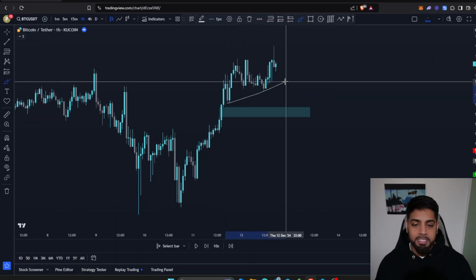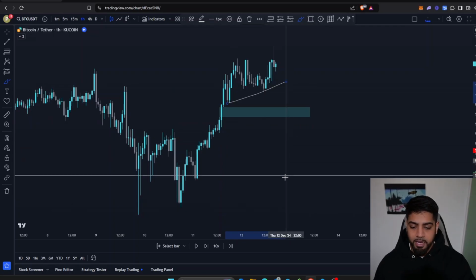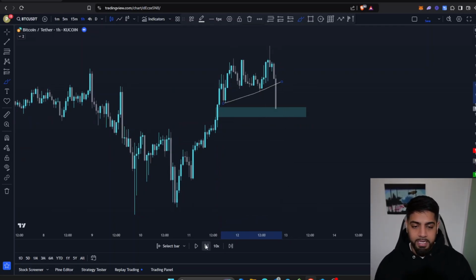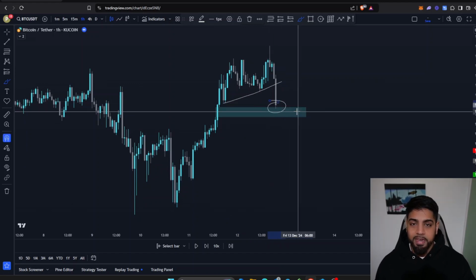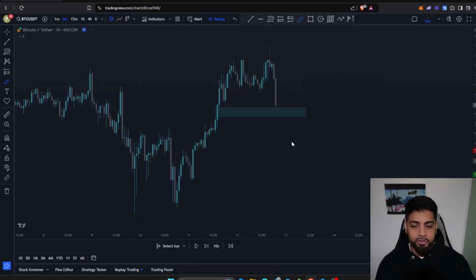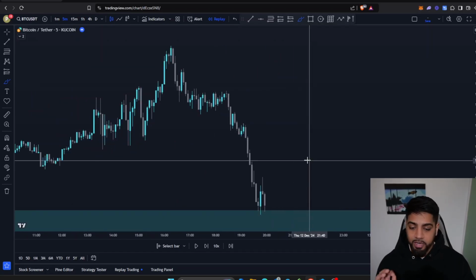So now we can also see that there is liquidity being built up just above this fair value gap. So now if we play price on, we can see that eventually price does sweep all of that liquidity and tap straight into that fair value gap. Now go down to the 5 minute, and now on the 5 minute, we're going to start looking for our entry criteria.